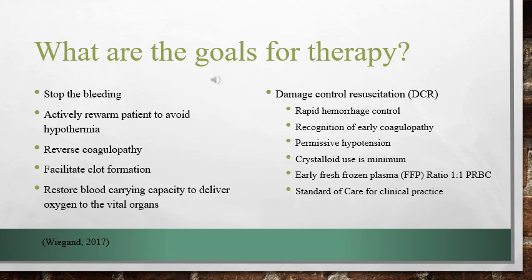So it's okay for these people to not necessarily have a huge blood pressure at this point, because they may continue to bleed. If we don't control the bleeding and we've got a vessel that's bursting or whatever, we could end up causing more problems. We want to keep our crystalloid use to a minimum. And then there's usually a 1-to-1 ratio. So you get 1 FFP for every unit of blood that is transfused. And this is considered the standard of care for clinical practice.